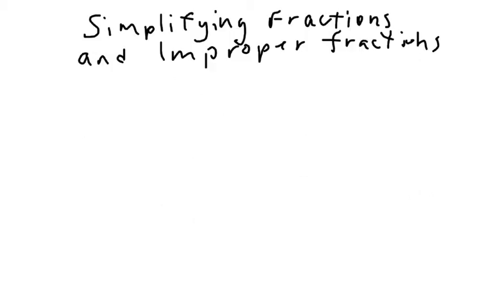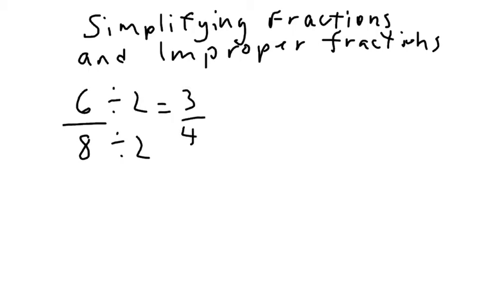The last slide is on simplifying fractions and improper fractions. A fraction is in lowest terms when there is no number that goes into both numerator and denominator other than the number 1. So if we take a fraction like 6/8, we can divide 2 into both the numerator and the denominator. So the 6/8 is not lowest terms, and we get 3/4 when we do that. And the only number that goes into both 3 and 4 is 1, so that's lowest terms.